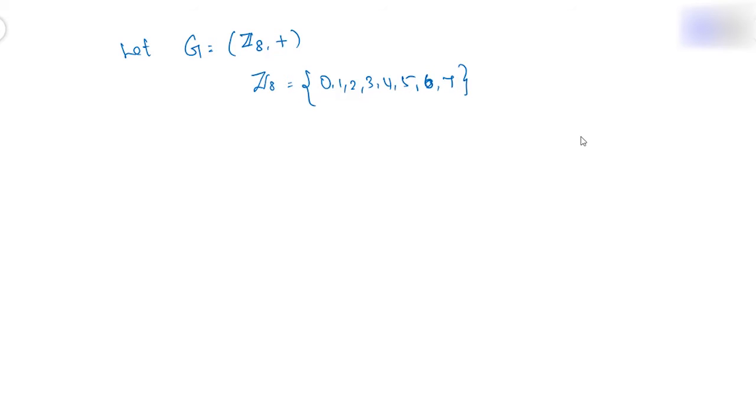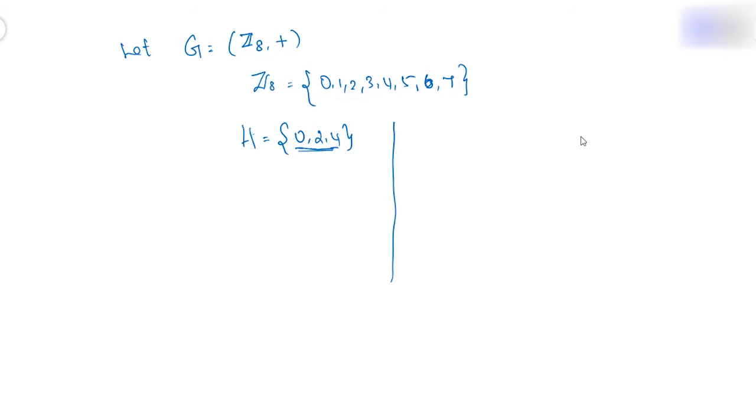Now, we know that Z8 is a group. I am just going to consider H equal to {0, 2, 4}. I am going to check whether H is a subgroup of Z8. For that I have to check whether closure and inverse are satisfied. But since H is finite, with only 3 elements, according to the second lemma it is sufficient to show the closure alone. You don't need to show the inverse property.